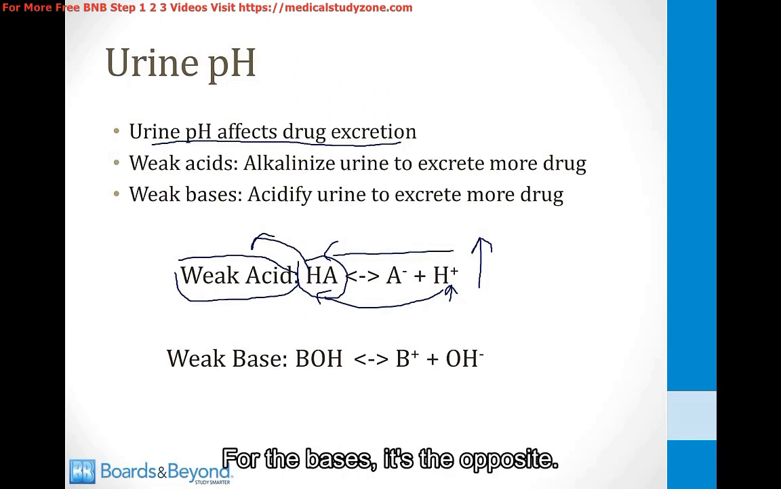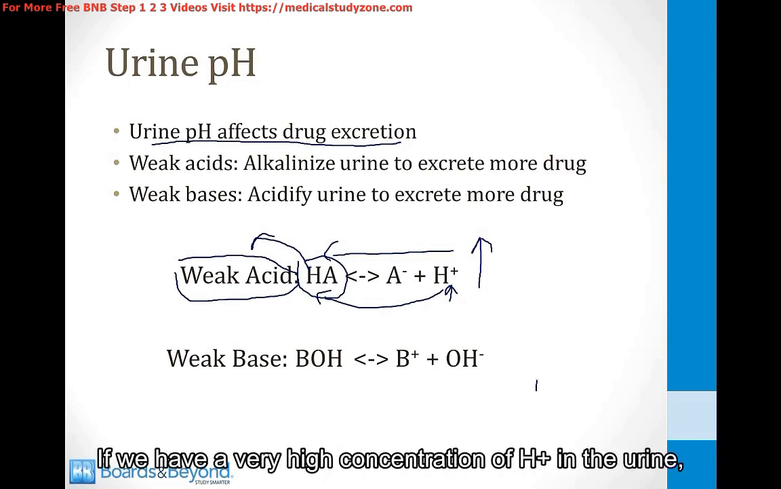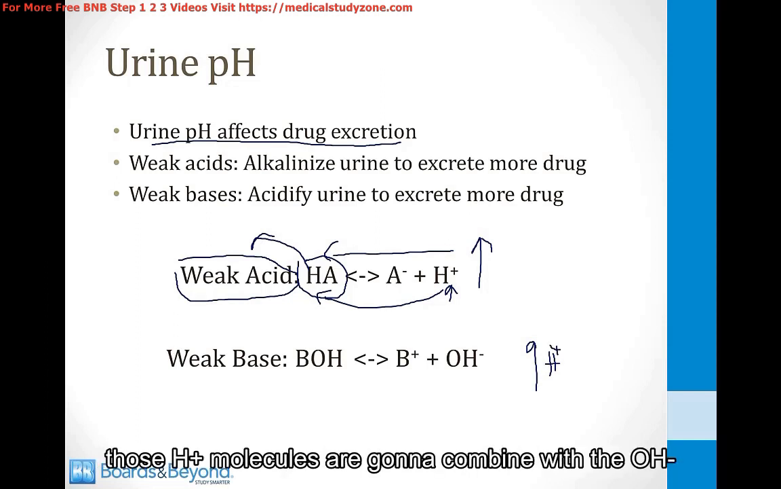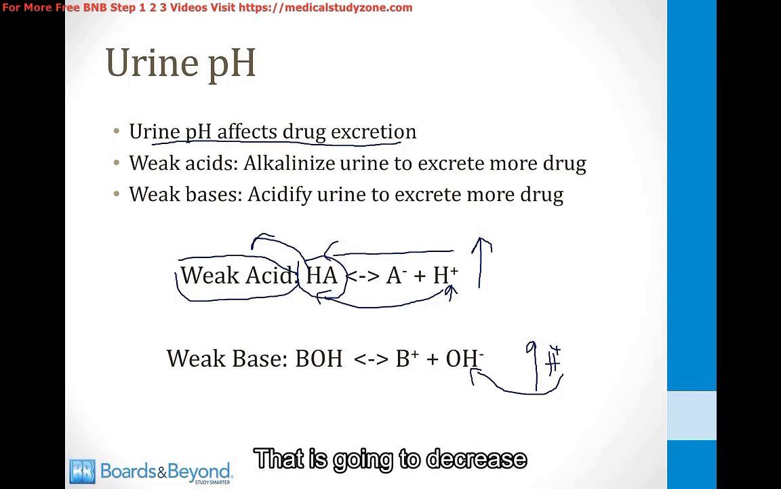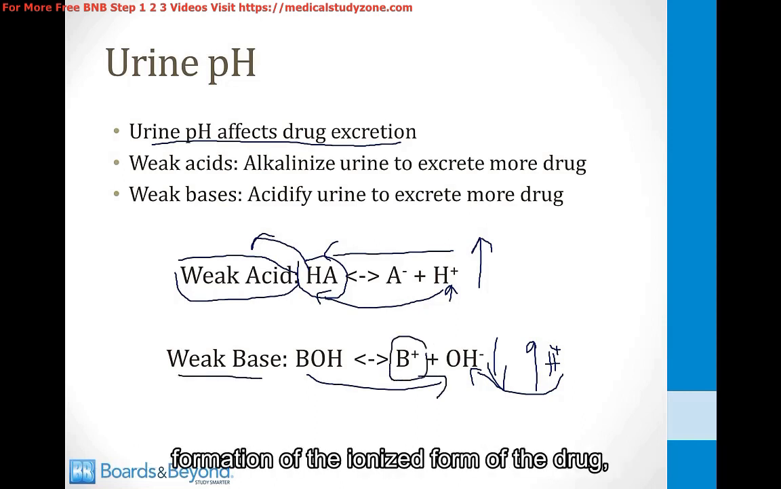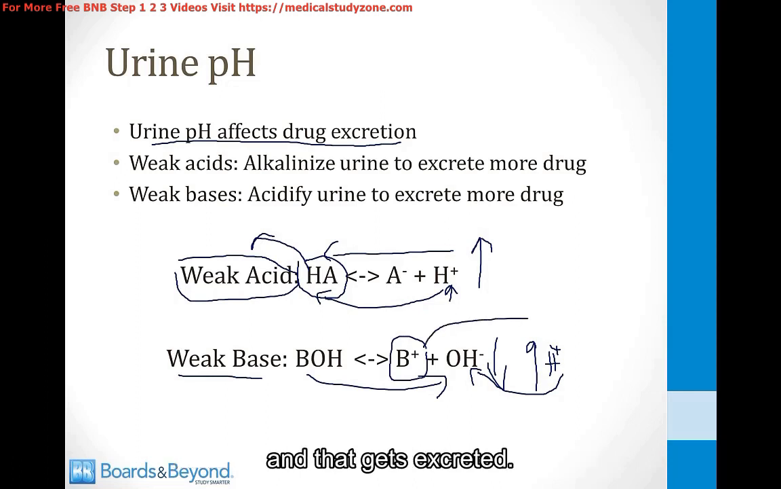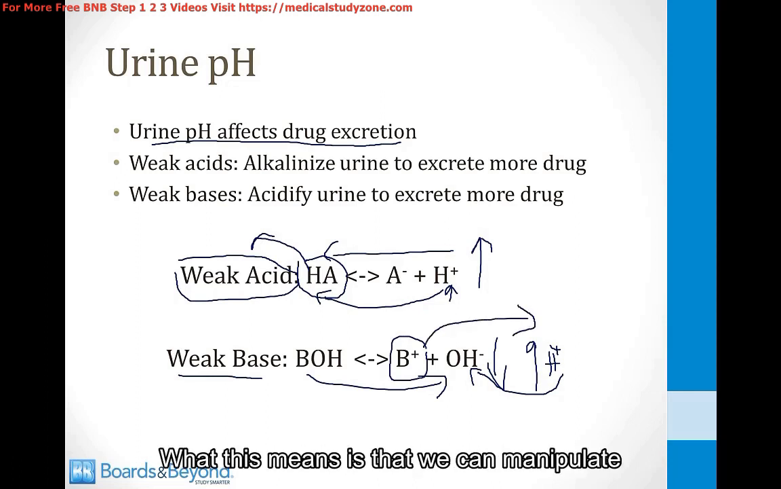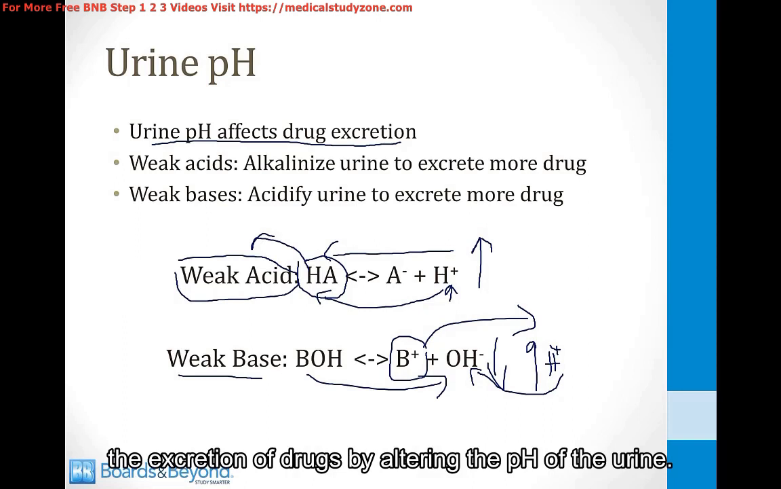For the bases, it's the opposite. If we have a very high concentration of H plus in the urine, those H plus molecules are going to combine with the OH negative to form water. That is going to decrease the concentration of OH negative in the urine, and drive the equation this way. So for weak bases, an acidic environment favors formation of the ionized form of the drug, and that gets excreted. What this means is that we can manipulate the excretion of drugs by altering the pH of the urine.